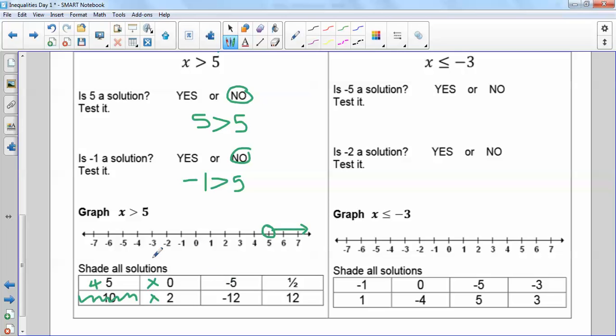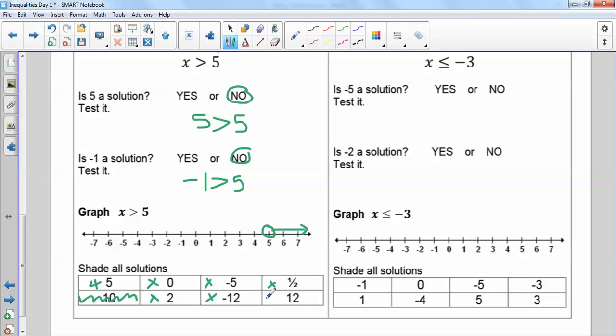-5. -5 is all the way down here. It's not in the graph, so that's also out. -12. It's not on our number line, but it would be somewhere down here, right, all the way to the left. So that one's going to be out too. 1/2 would be here, also not in our graphed area, so that one is out.